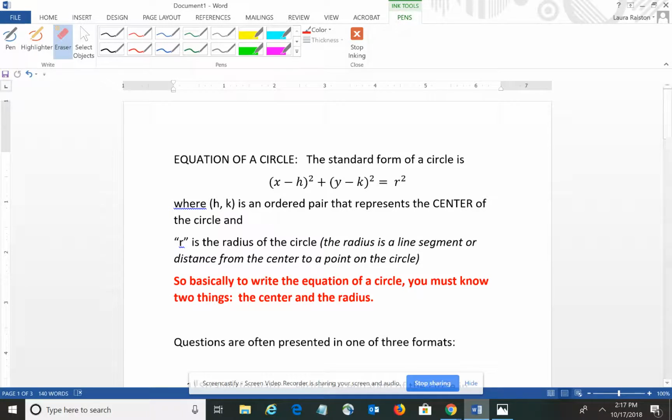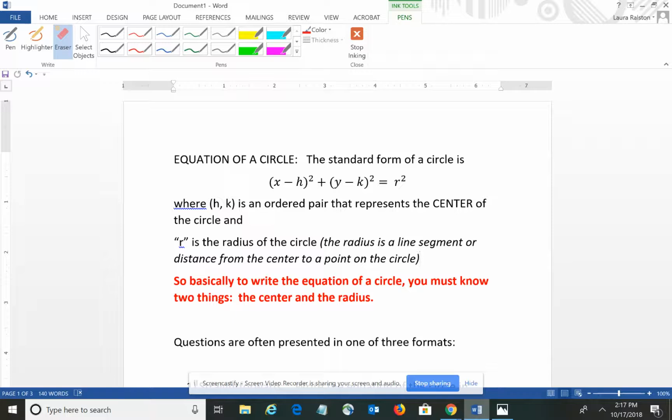This lesson is about writing the equation of a circle. The standard form of a circle is the quantity (x - h) squared plus the quantity (y - k) squared equals r squared, where (h, k) is an ordered pair that represents the center of the circle, and r is the radius of the circle.